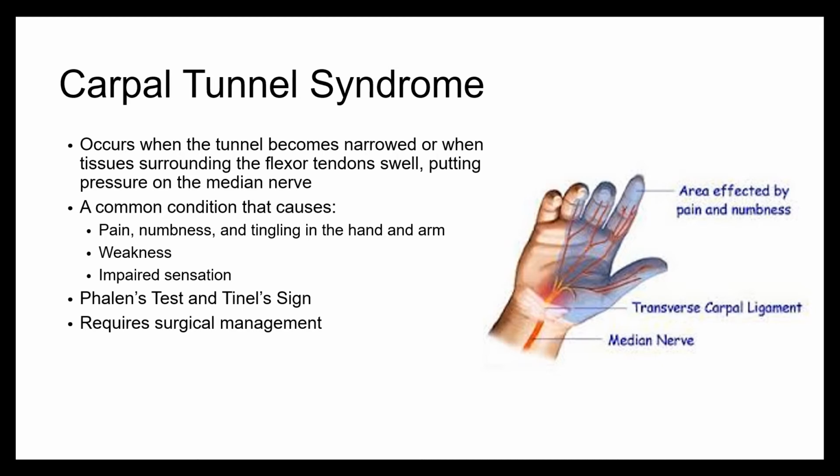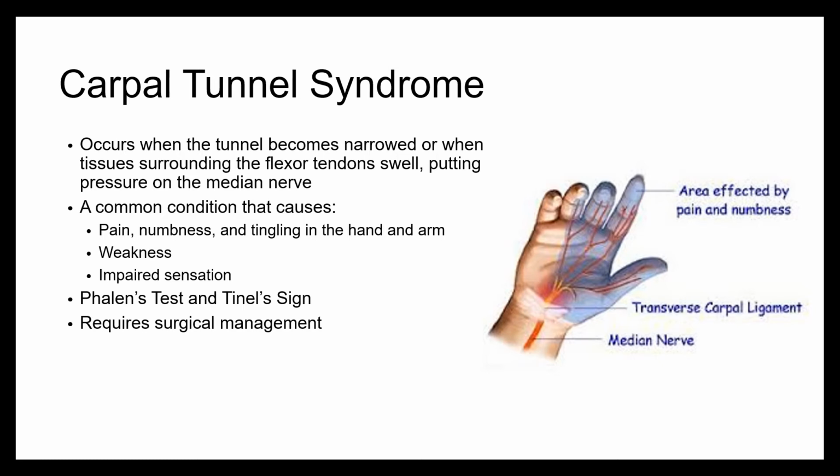This particular injury occurs in the wrist area, and what happens here is there is a tunnel where the median nerve travels through the wrist and extends into the hand. Over time, this tunnel becomes narrowed because the flexor tendons swell and they actually put pressure on that median nerve. And that's what causes the symptoms that are most often present with carpal tunnel, which is going to be pain, numbness, and tingling in the hand and the arm. Sometimes weakness in the hand will be reported or impairment of sensation.